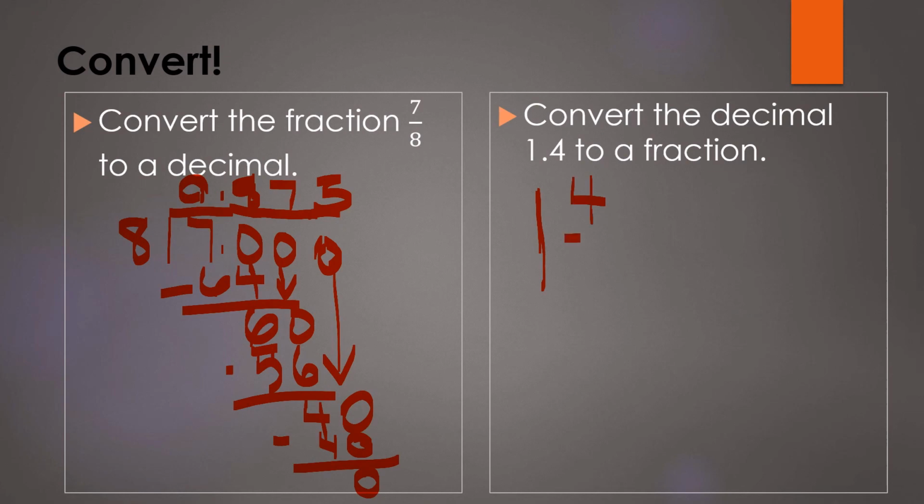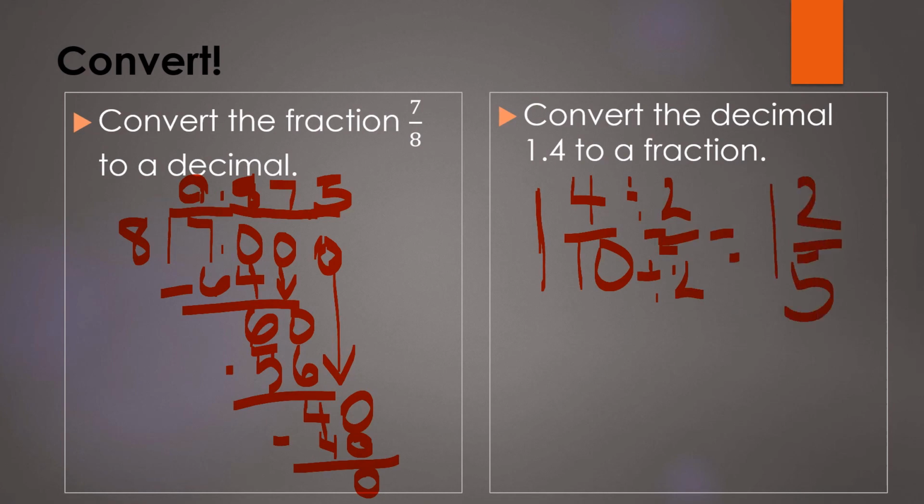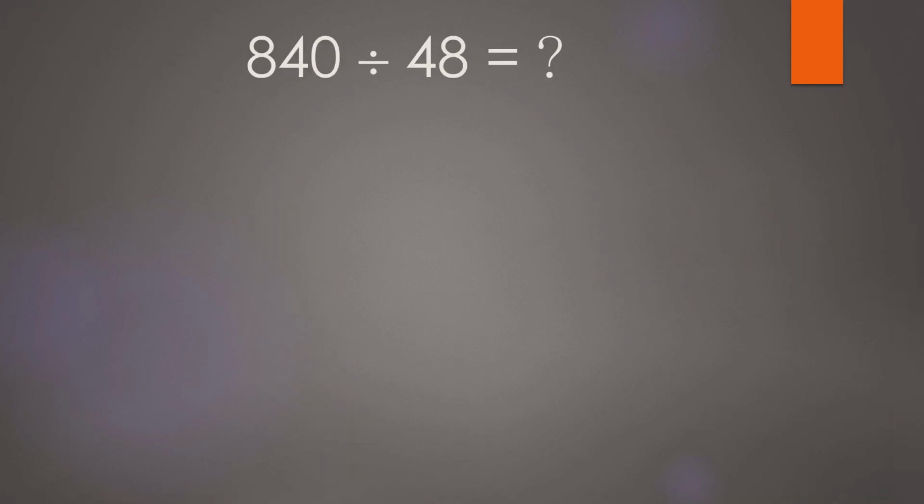Now for 1 4/10, we know that the whole number for the fraction is going to be 1, then 4 over 10. To simplify that, we can divide the numerator and the denominator by 2, which equals a whole, and we get 1 2/5. We're going to do one more problem together.